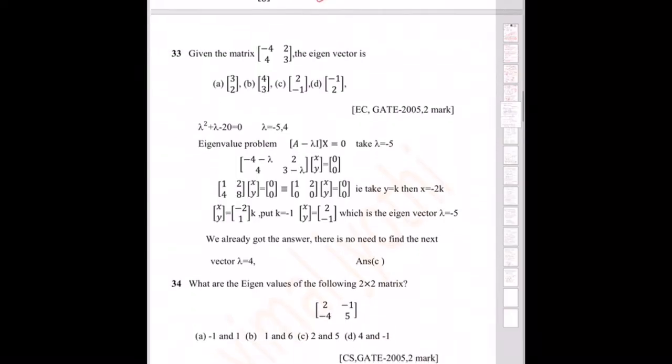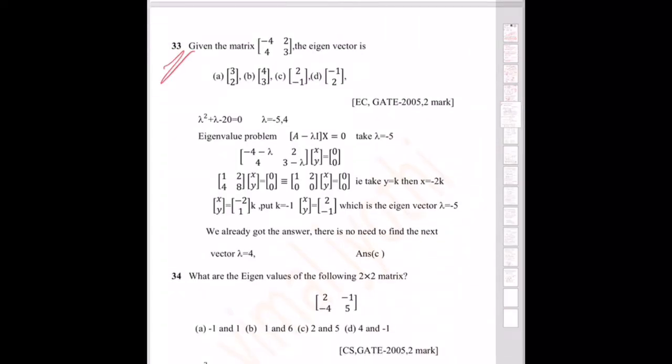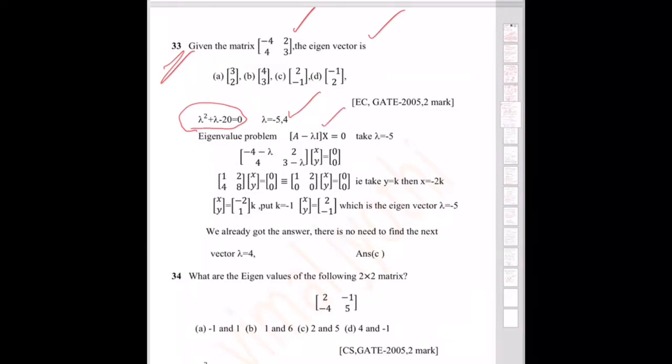Then question number 33. Given the matrix, the eigenvector is... The characteristic equation of the matrix is lambda squared plus 2 lambda minus 20, that is, lambda equal to minus 5 and 4. In the eigenvalue problem, the determinant of A minus lambda I equal to 0 gives the eigenvectors. Put lambda equal to minus 5 in this equation. We get this equation.